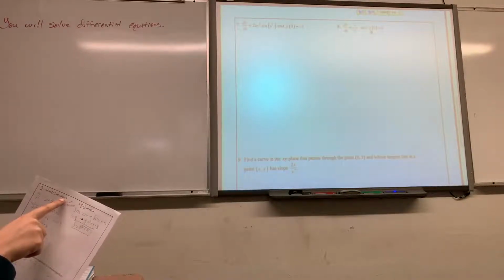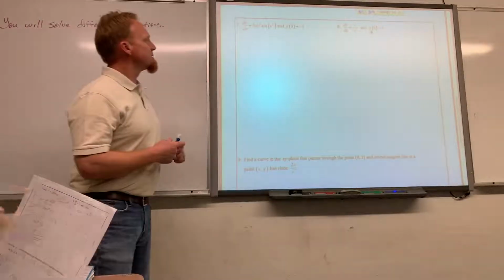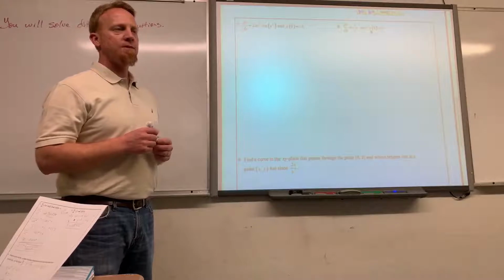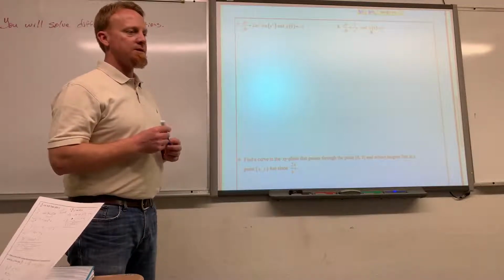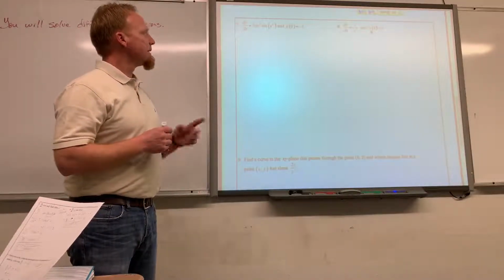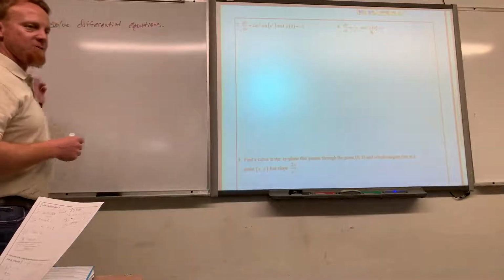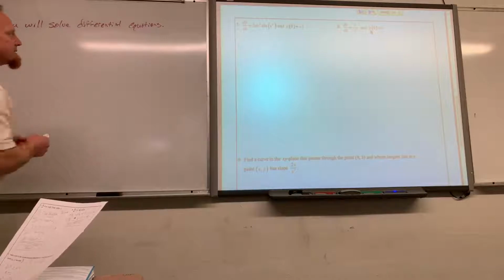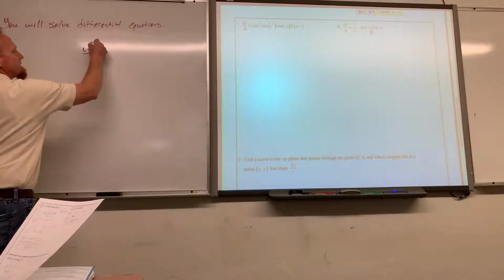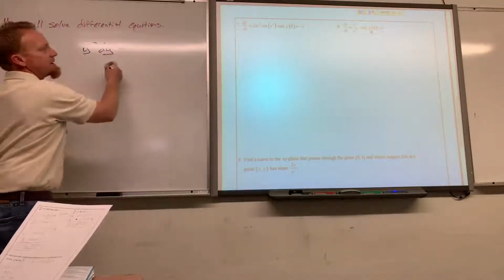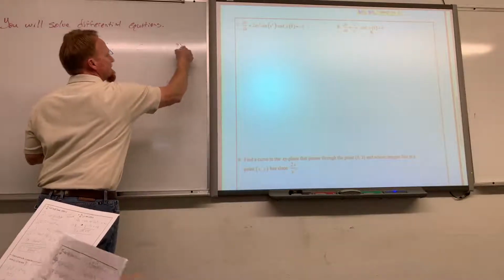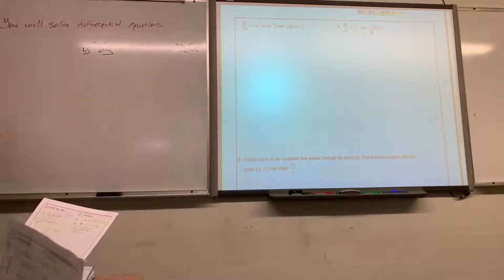Alright, on 7, what do I need to do to separate? What needs to be moved? The y cubed needs to be moved. So I'm going to divide by y cubed. What's the same thing as dividing by y cubed? Y to the negative 3. So I've got y to the negative 3 dy. On the right side, I've got 2x sine of x squared dx.